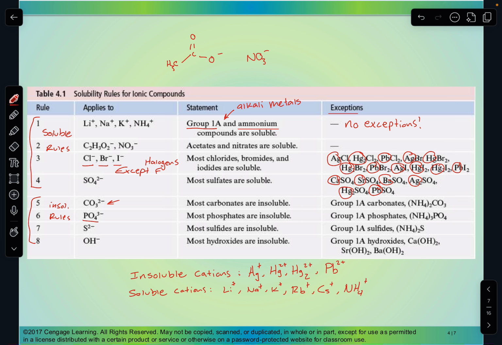Again, we can go down to sulfur. So most sulfides are going to be insoluble as well. And hydroxide. Most hydroxides are going to be as well. There are certain ones that are going to be soluble. So we have calcium, strontium, and barium. Those are going to be soluble, depending on if they are bound to OH.